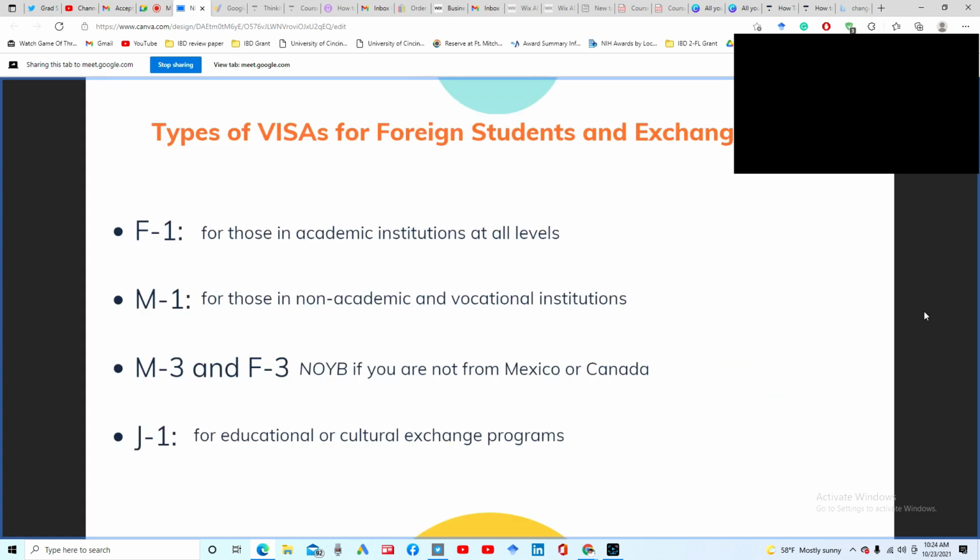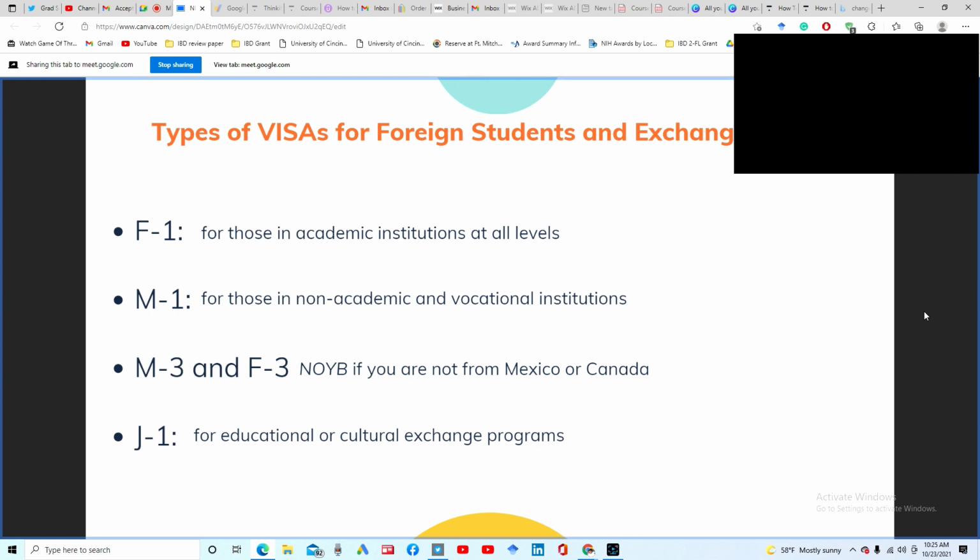Now, let's talk about types of visas for foreign students and exchange visitors. There are 4 different types. The most common one is for F1 students, what we call F1 visas. And those are for people going to academic institutions at all levels, from high school to tertiary or PhD institutions. Now, there is another one called M1. Those are for vocational institutions or non-academic institutions, people going to religious schools or something.